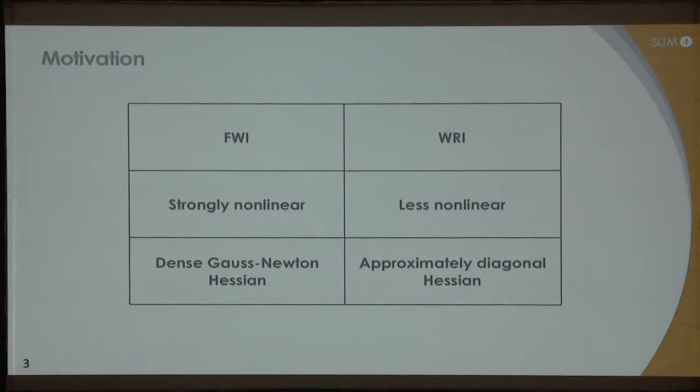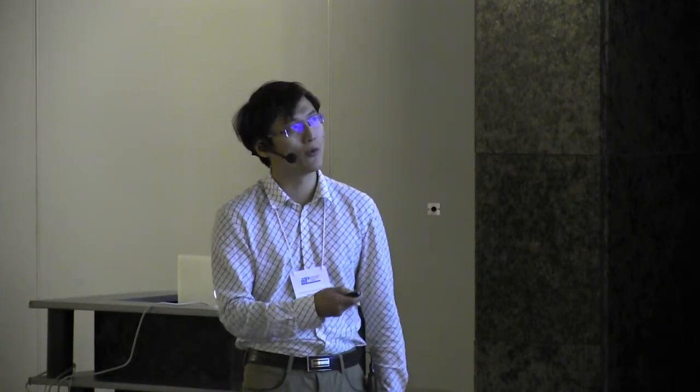Following Felix's talk, comparing with the traditional FWI, WRI has these two advantages. One is that it's less nonlinear than conventional FWI because it's bilinear. And it has an approximately diagonal Hessian, whereas the traditional FWI's Gauss-Newton Hessian is very dense and very difficult to calculate or evaluate. So that's the basic motivation for using WRI to do the uncertainty quantification.